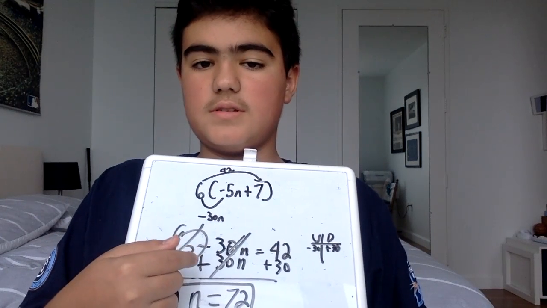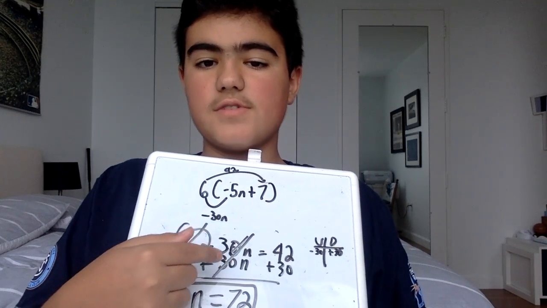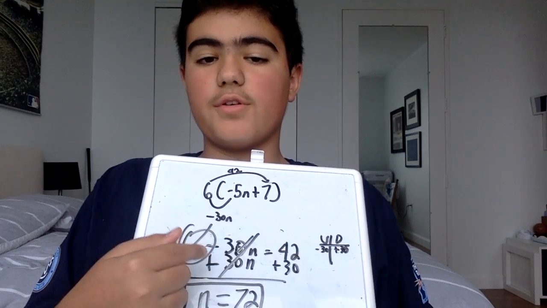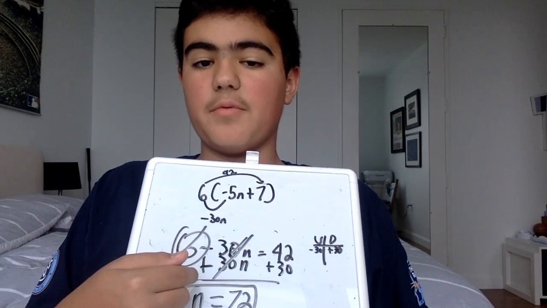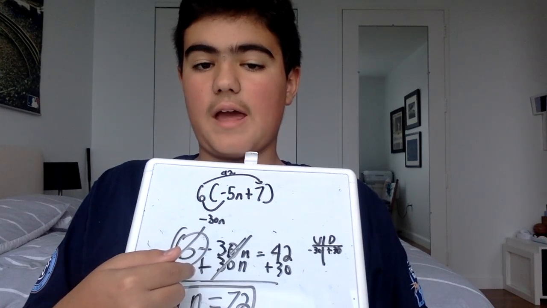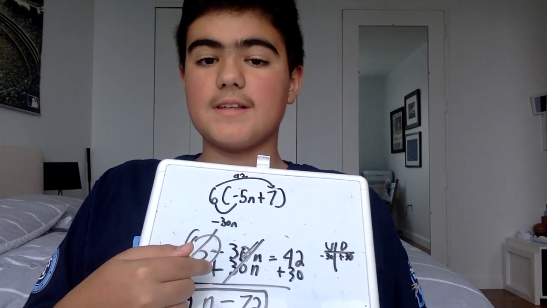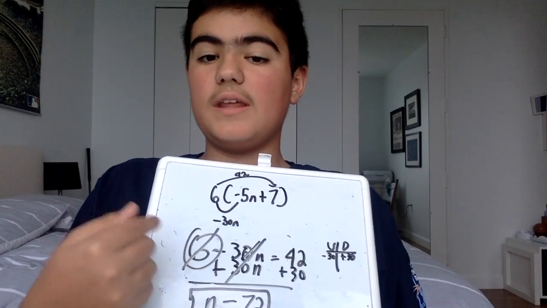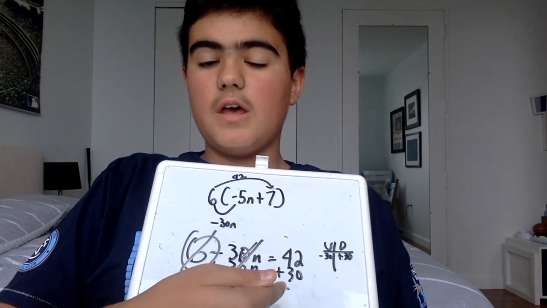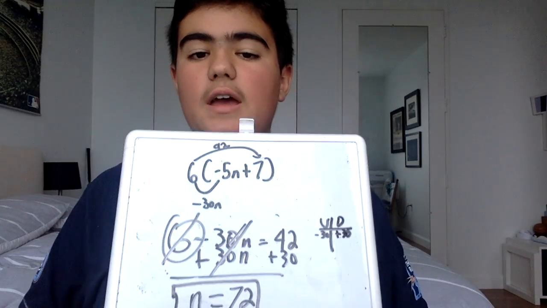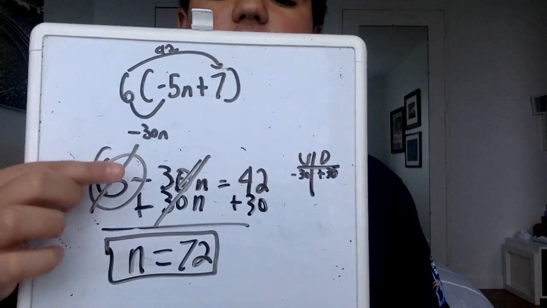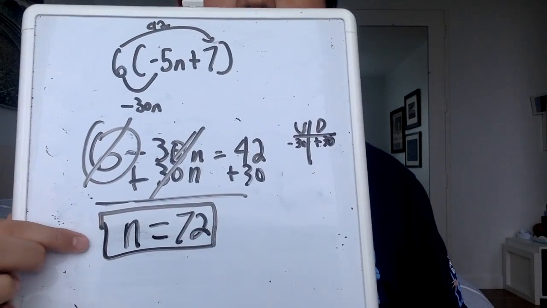So you would do the inverse operation for 30n. So it would be minus 30n, and then you would do the inverse operation, plus 30n. And then what you do to one side, like I always said, you do to the other side, right here. So you would do 42 plus 30. And the final answer, my dudes, is n equals 72.